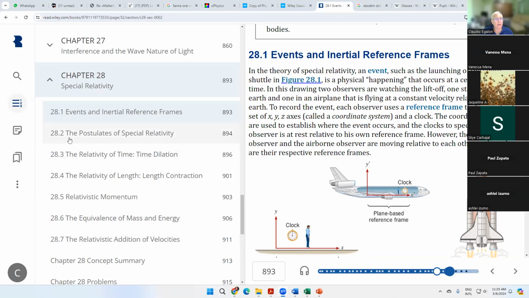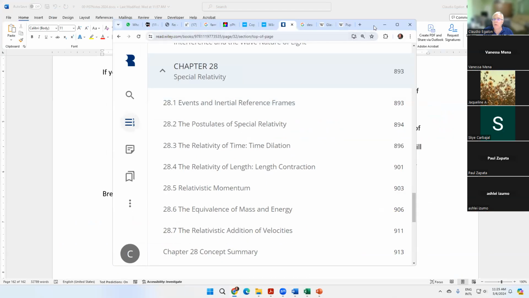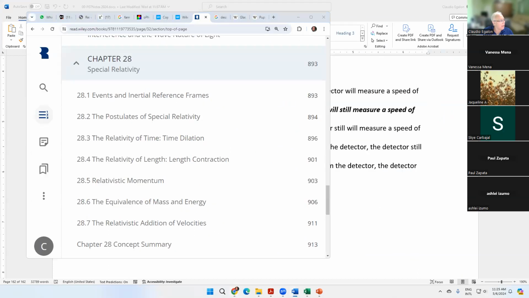Let's take a look at the screen. Here you go. Here's the book, right? Events and inertial frames of reference. Okay, and then the postulates of special relativity. We are writing here in the postulates of special relativity. And I want to spell out every section here.